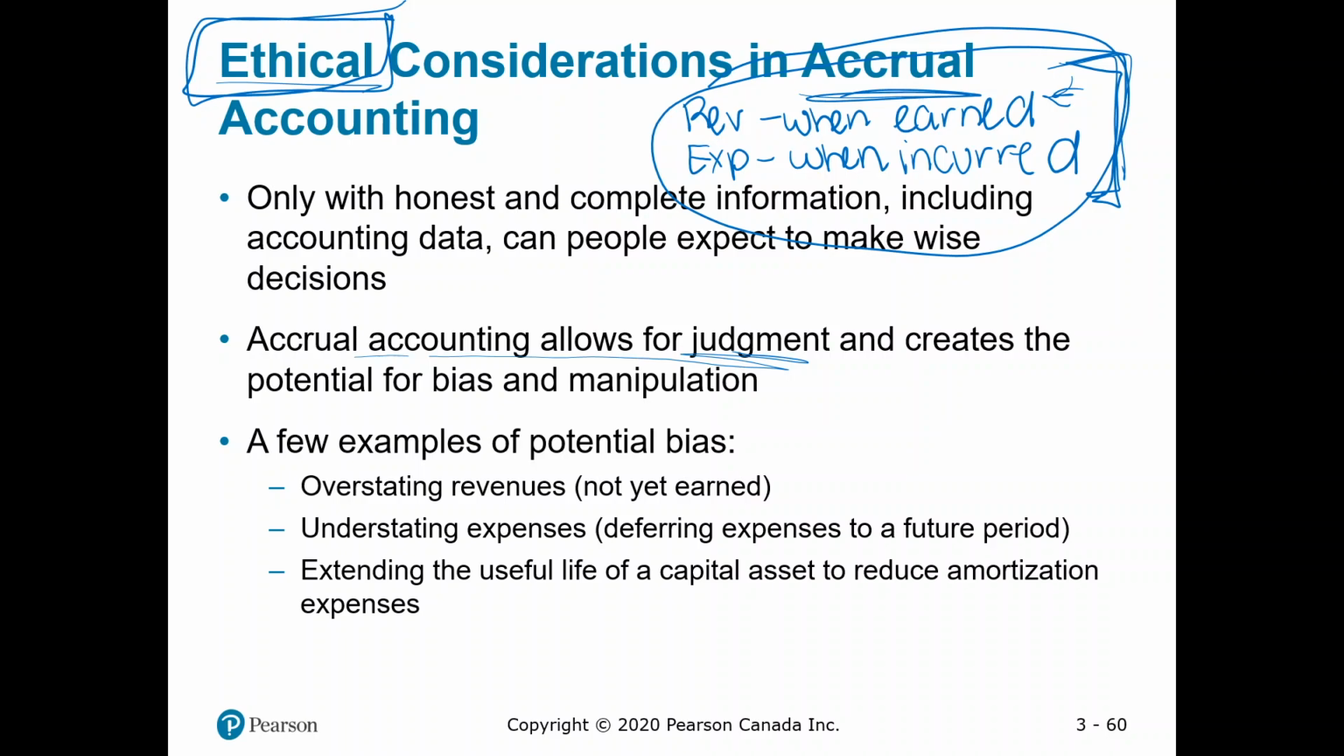So if you weren't doing that, you could have these biases or have some manipulation where maybe you overstate revenues. So you move or recognize the revenues before they're actually earned. So having a higher revenue makes the statements look better. As well, you could decide, hey, we're not going to actually accrue an expense even though it's been incurred. So that's wrong. But if you decided to be unethical, you could understate your expenses and wait and record them later. So this also would make you look better, but it's not accurate.